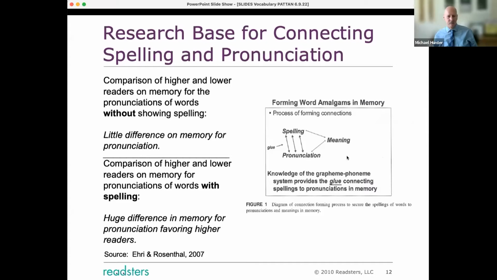So the researchers say that this amalgam in memory of the spelling, the pronunciation, the meaning get cemented together, they kind of glue together, and that supports holding both the spelling, the pronunciation, and the meaning in the brain. So we're creating all these little, I think of them as hooks or ties that hook all those pieces together and they support each other, which is why we want to use our process to introduce a word.